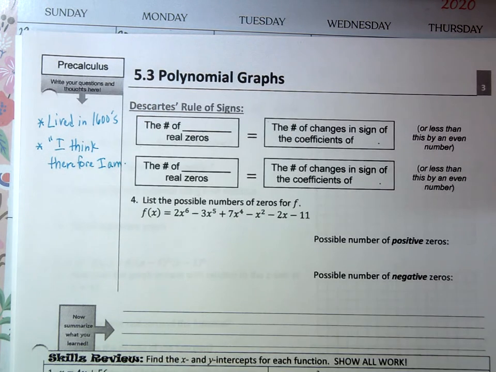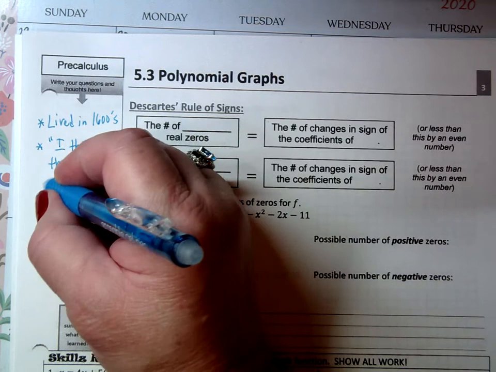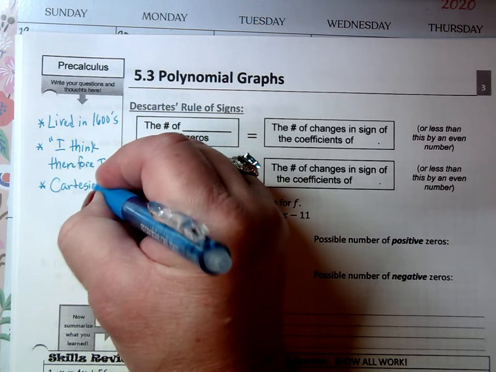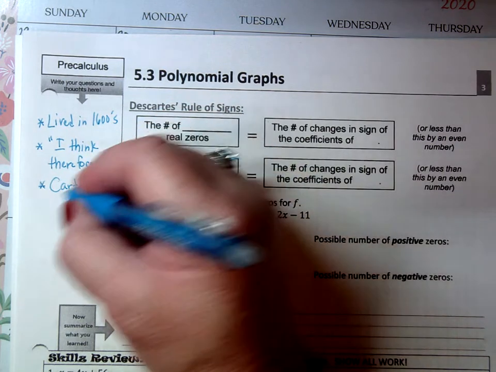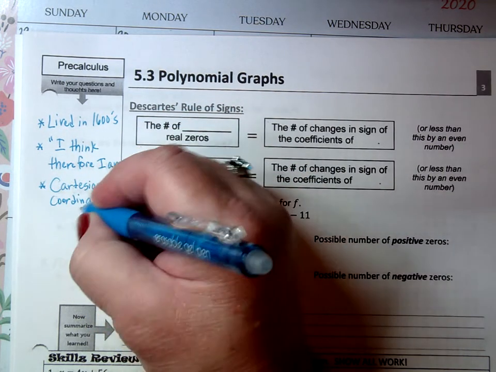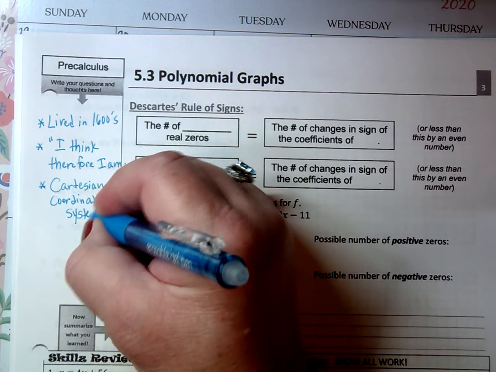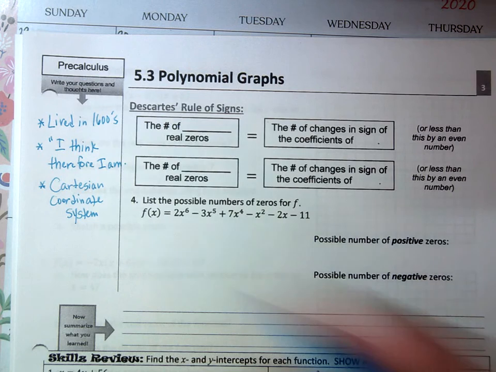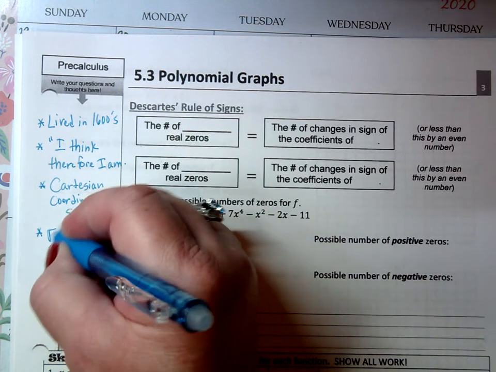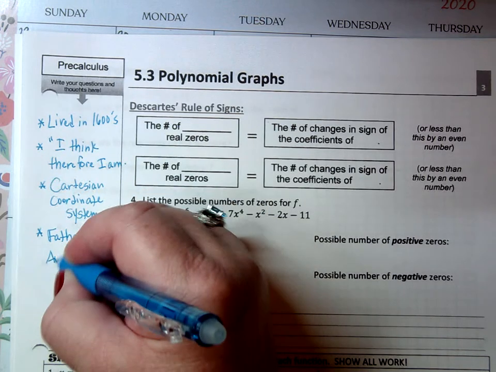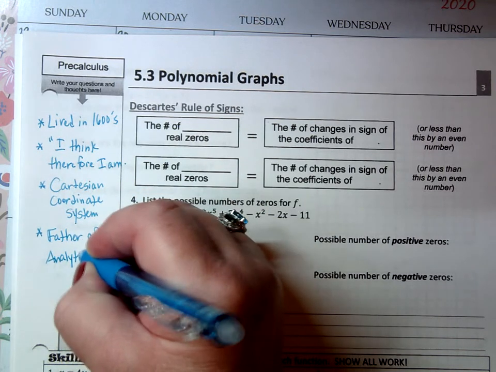He came up with the Cartesian coordinate system. In other words, he's the guy that came up with like your XY axis. How to graph points, how to graph lines. He came up with that coordinate system. And he's considered to be the father of analytic geometry. He's a big dog. He was a big math guy in his world.